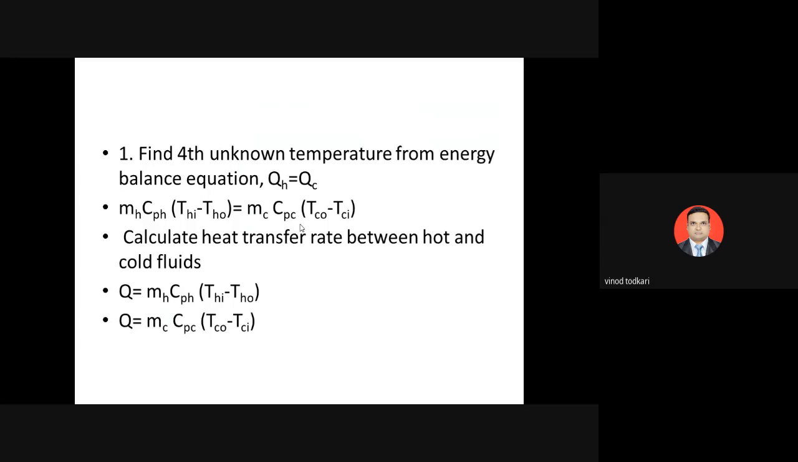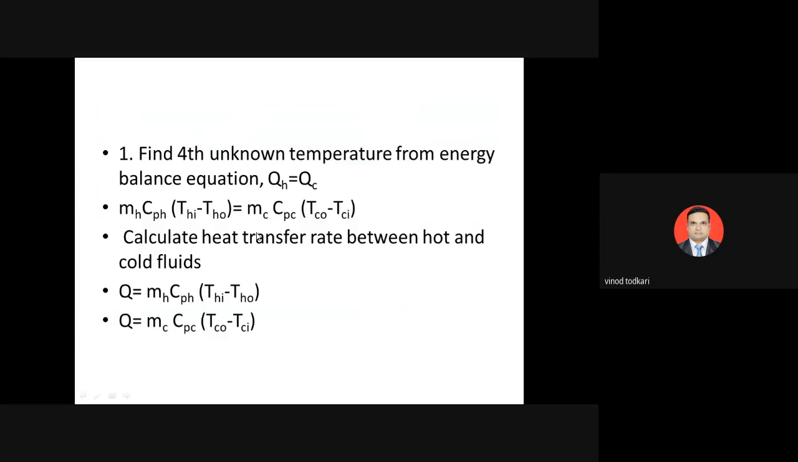What is that energy balance equation? Just now we have discussed that the energy balance equation is heat given by hot fluid is equal to heat absorbed by cold fluid. So it is mH Cph into bracket Thi minus Tho is equal to mc Cpc into bracket Tco minus Tci. Now if Tco is not known to us, but all these remaining things are known to us. We know mH, we know mc, we know Cph, we know Cpc, we know these 3 temperatures. So we can find out the 4th temperature.